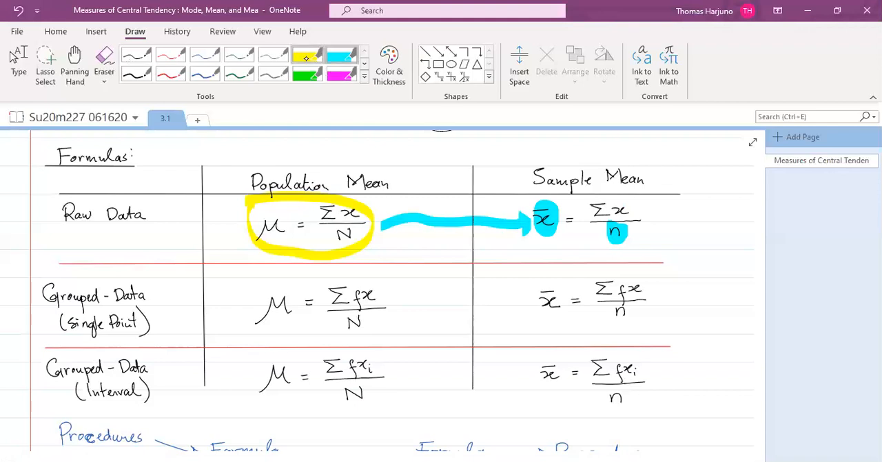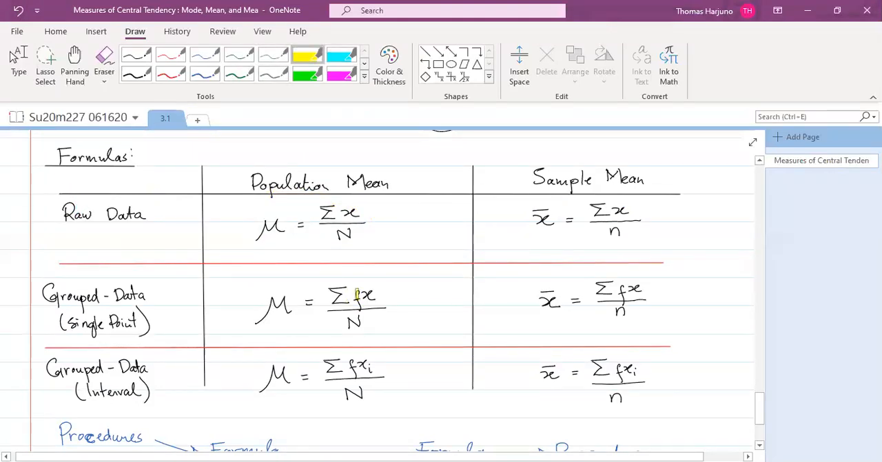Now, you will see that from raw data transition to group data, you insert the F after the sigma notation. You see what I mean? Insert the frequency after the summation notation.